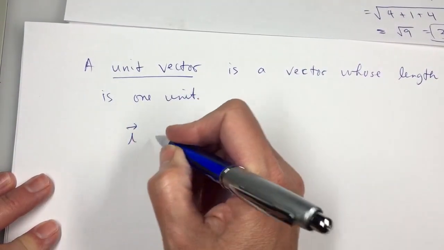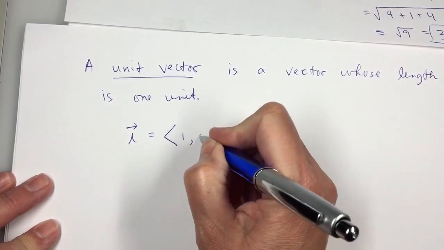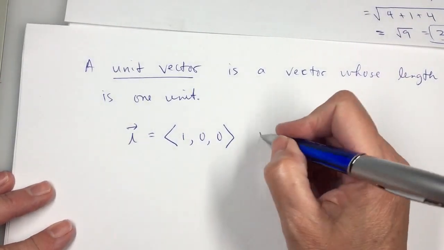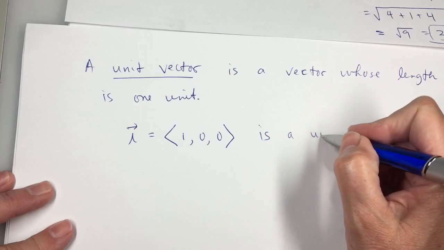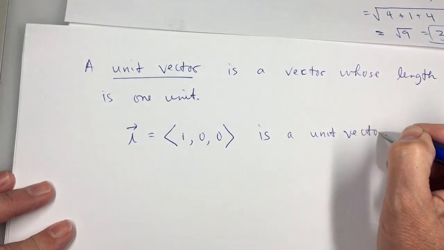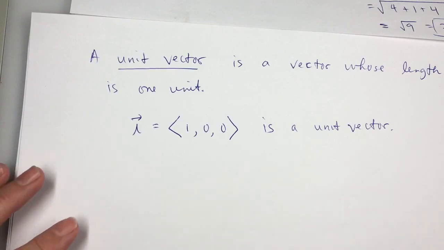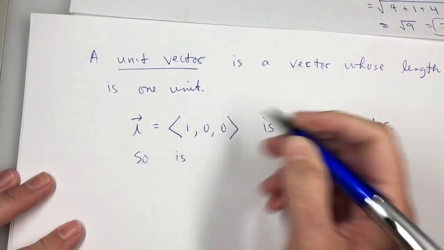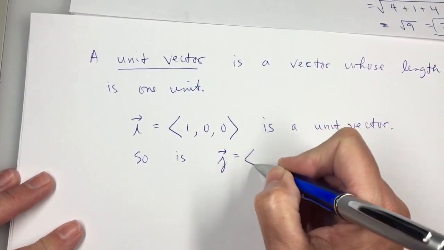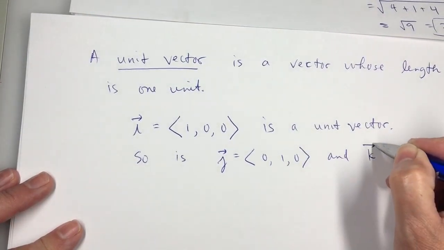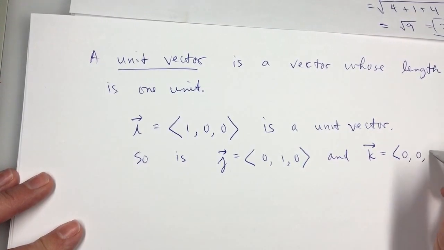Vector I, I'll put it in 3 space, which is 1, 0, 0. And vector J, here I'll write this is a unit vector. Because if I did the magnitude, the square root of 1 squared plus 0 squared plus 0 squared, that's going to be 1. In fact, the way it was defined, it's the length of 1 unit. So is vector J, which is 0, 1, 0, and vector K, which is 0, 0, 1.